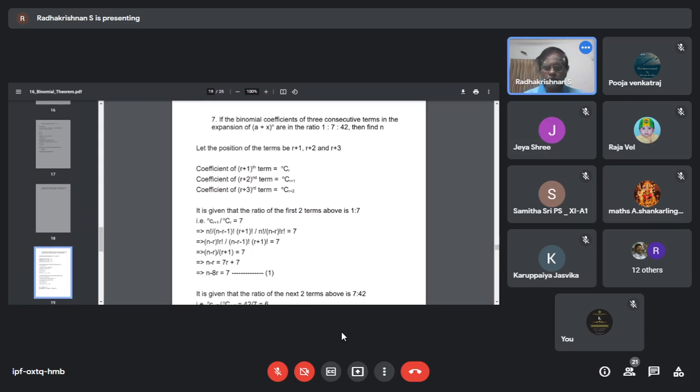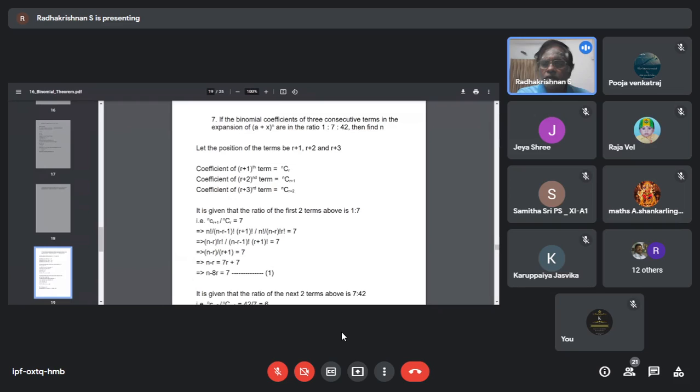If you put it, you will get that, because here n minus r and n minus r minus 1 factorial, the one below will cancel, because it is one term less. So on top only n minus r will remain. Similarly, r factorial by r plus 1 factorial, only r plus 1 will remain below. So you get n minus r by r plus 1 equal to 7, which gives you n minus 8r equal to 7.